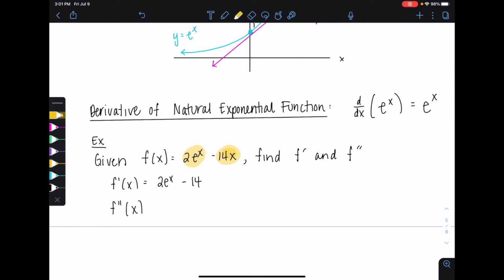To find the second derivative, again, I go ahead and take the derivative of each. Derivative of 2e to the x is again 2e to the x. Derivative of 14 is 0, so this is our overall second derivative.